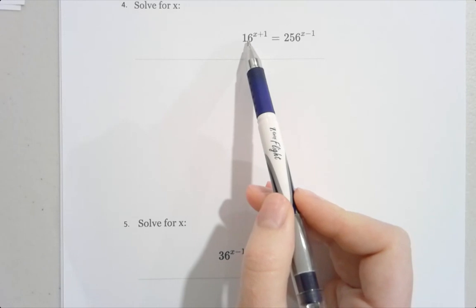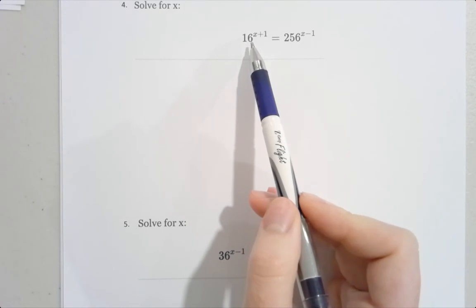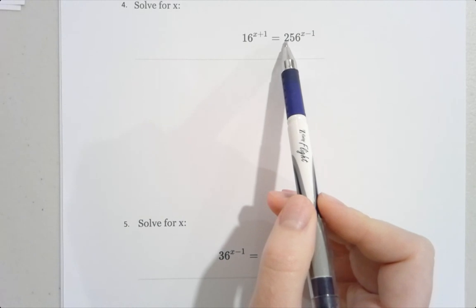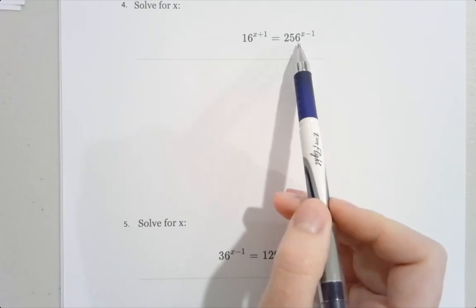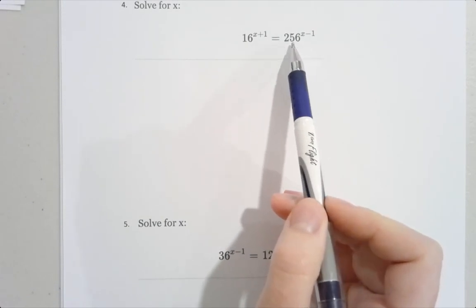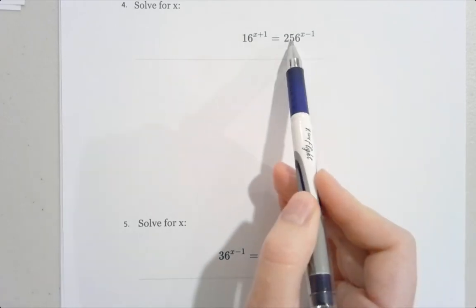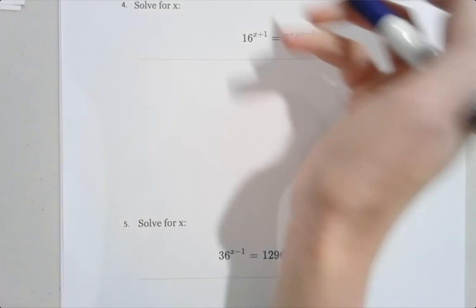Like 16 can be broken down, right? 16 is a perfect square, 4 squared, but let's see if raising 16 to a certain power is 256. 16 to the first power is 16. 16 squared happens to be 256. So no big deal. I made this base look like this one by turning it into a 16.